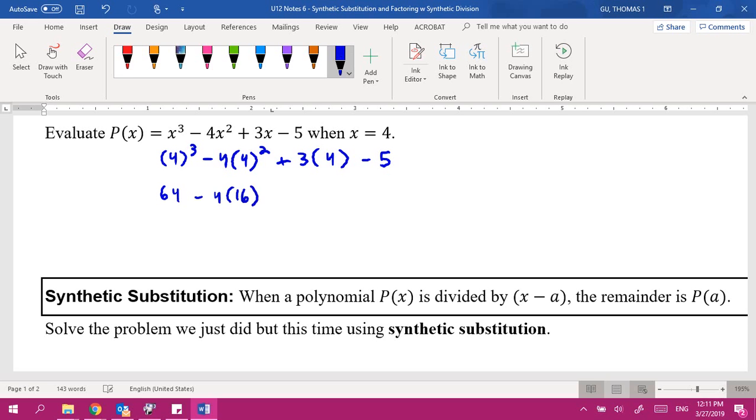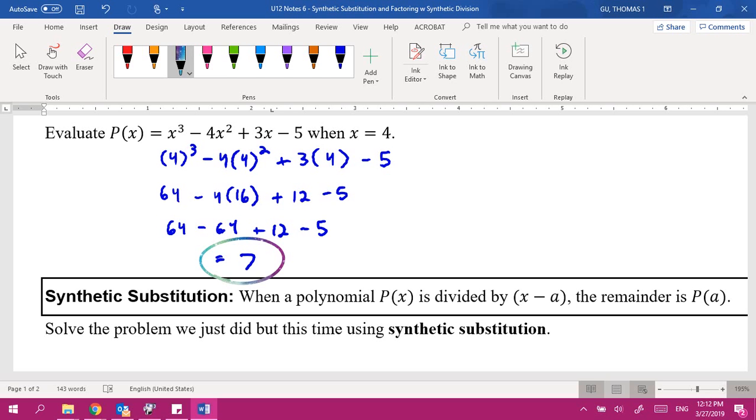Right, but I'm just gonna go step by step like this. Okay, then we have plus 3 times 4, 12 minus 5, and then as Trey said, yes, the second term is going to simplify to minus 64. So 64 minus 64 plus 12 minus 5. What's the answer there? Yeah, it's 7. There it is. Boom. So the answer is 7. When x is 4, the answer is 7.